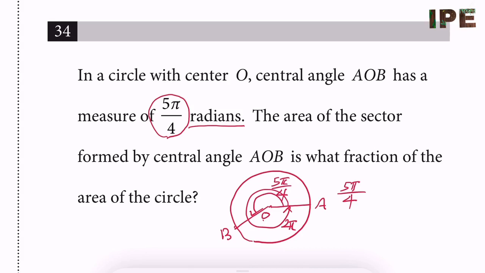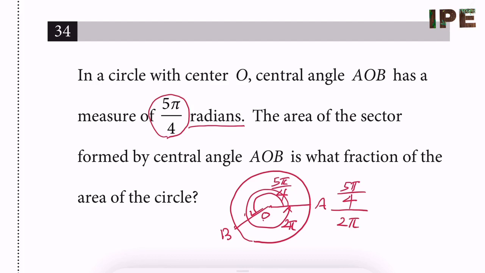When going around the circle, the central angle is 360 degrees, which in radians is 2 pi. The fraction of this central angle is 5 pi over 4 over 2 pi. That ratio should be equal to the area of the sector to the whole circle's area. One more time: 5 pi over 4 is the central angle of the sector, over 2 pi, the whole circle's central angle. That ratio is equal to the sector's area to the whole circle's area.